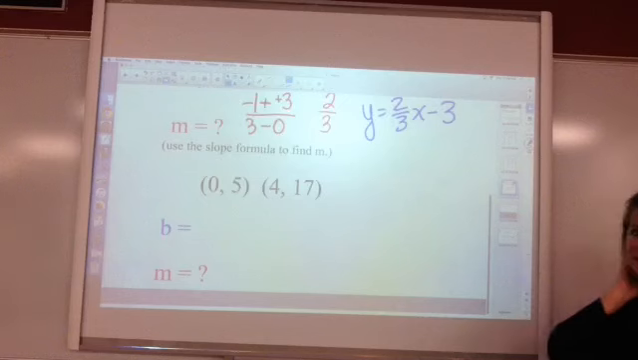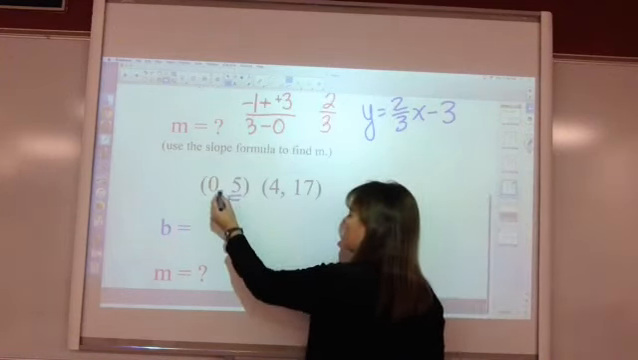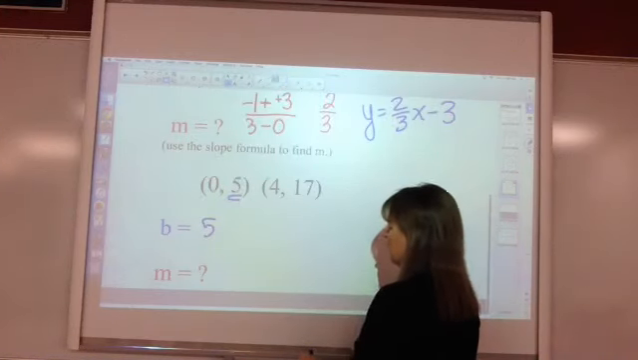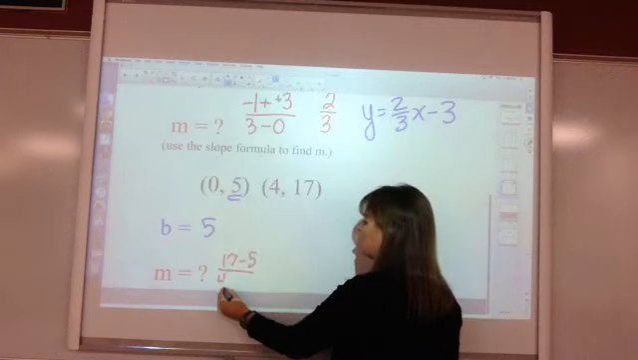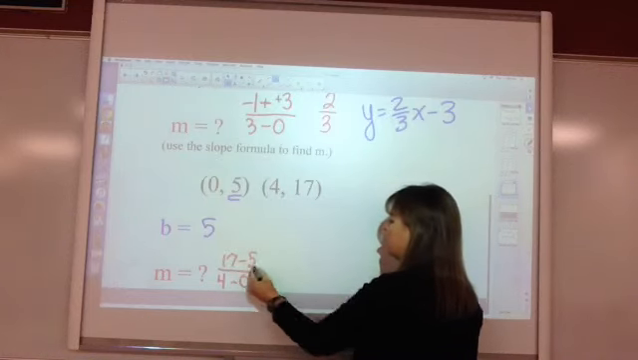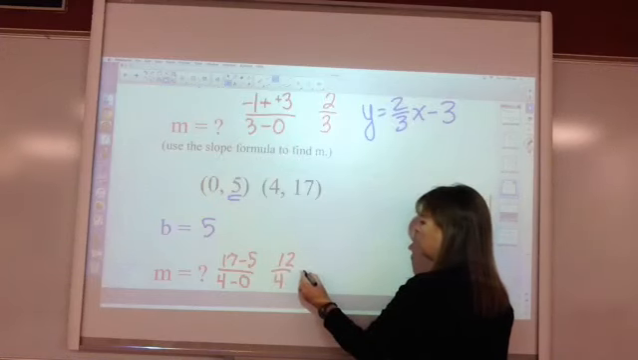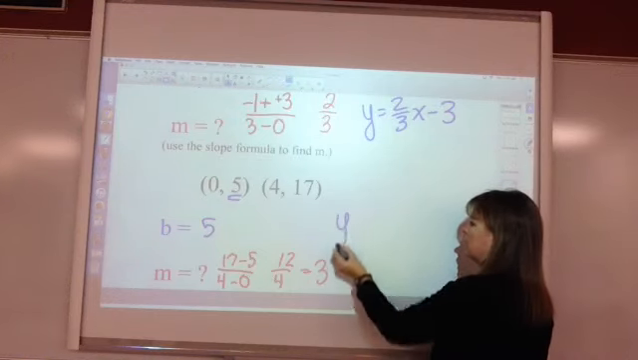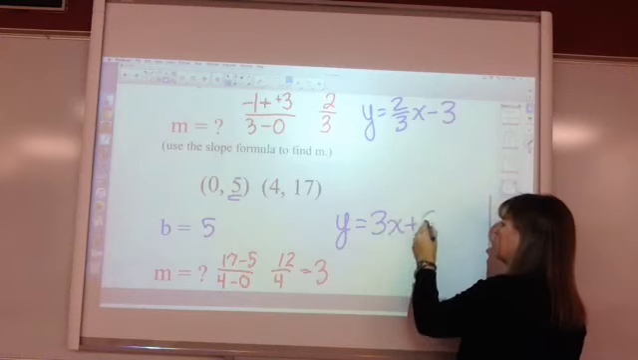Here's another one. Pause it, write it down, 0, 5, and 4, 17. We know our base right away is the one with the 0 in front of it, so our base is 5. Our slope, we're going to take y2, 17, minus y1, 5, over x2, 4, minus 0. 17 minus 5 is 12. 4 minus 0 is 4. And if we reduce this, we get 3 for our slope. Which means our final answer is y equals 3x plus 5.